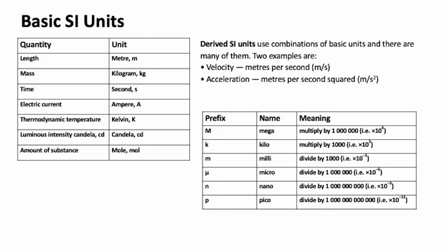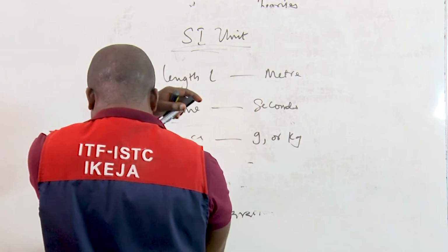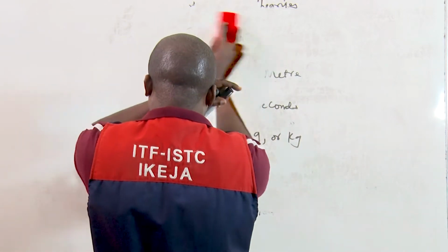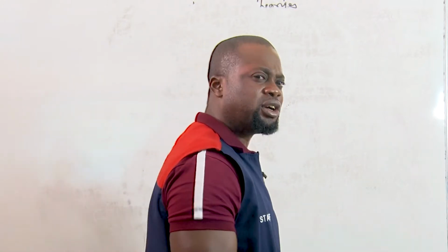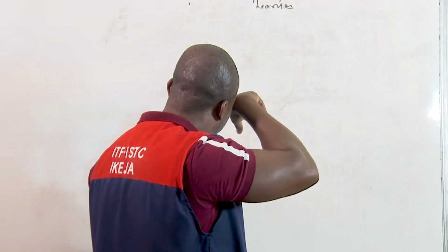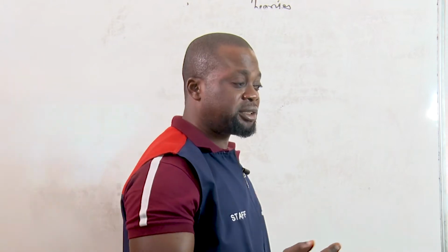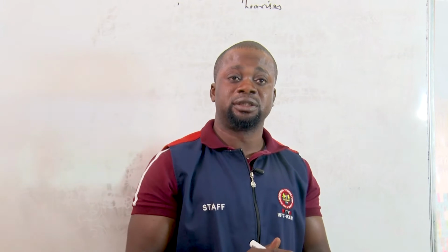Different types of these can be derived and combined. They form the what? The SI units. So we have basic, and of course we have the derived SI units, like we have seen in some. Then in these SI units, when you talk about measurements, these are basic units and standards that we're going to be using.